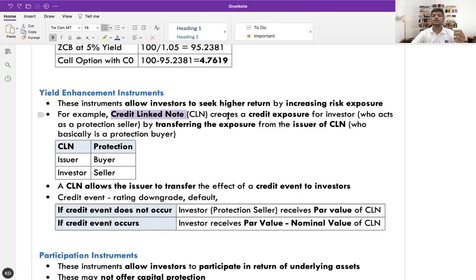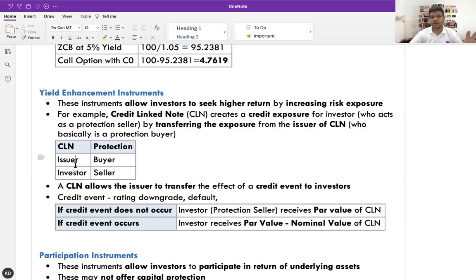So a credit linked note creates a credit exposure for the investor in this bond by transferring the exposure from the issuer. Basically, the one who wants the protection, his or her credit risk will now be over me. So if the bond defaults, I will pay for it. But if it doesn't default, I'll get a good coupon. Is that clear? It's like investing in a highly risky bond. Am I correct? Yes.